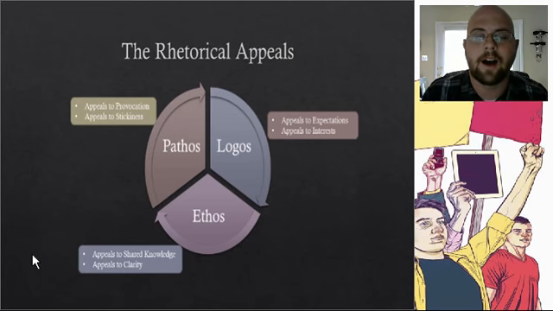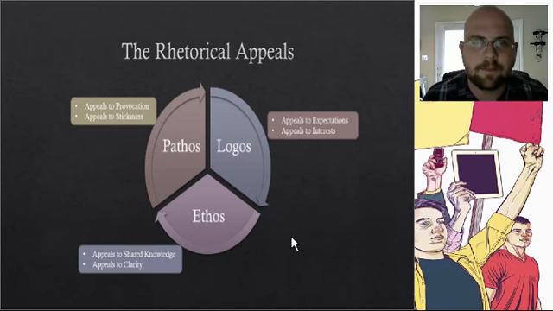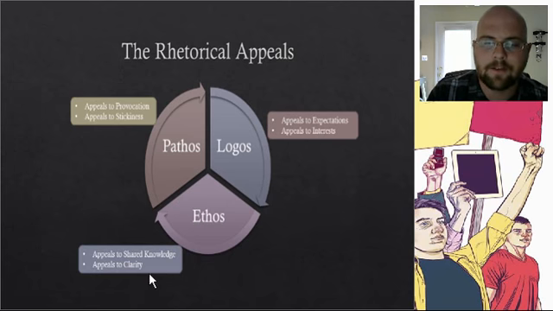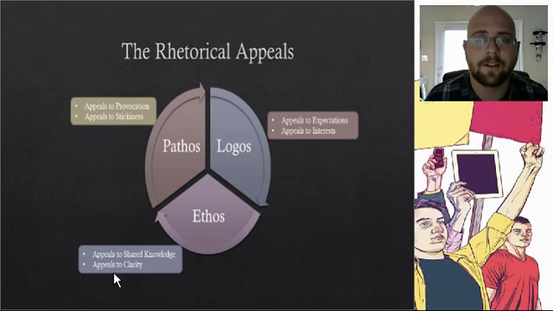Appeals to shared knowledge and appeals to clarity, which I didn't go into, are simply ways to build credibility. If you are clear about your subject or clear about what you're saying, then the assumption is you know what you're talking about. And then there are appeals to provocation and appeals to stickiness. These are ways to bring up pathos, or bring up feeling, in a rhetorical argument.